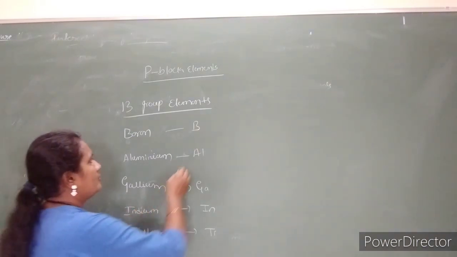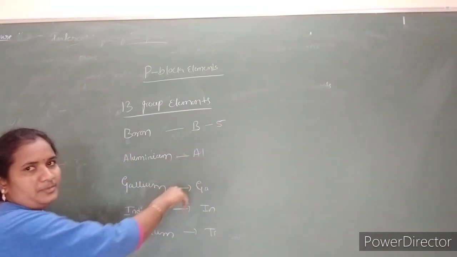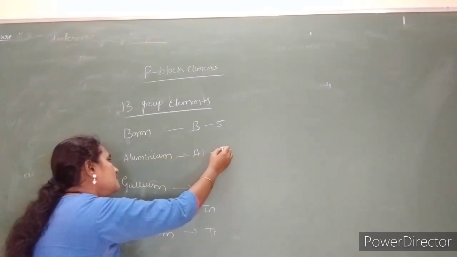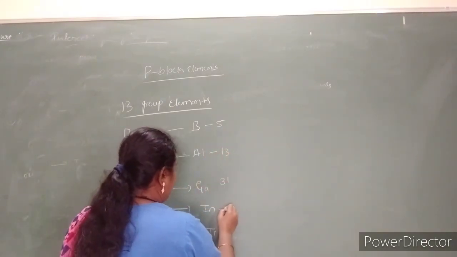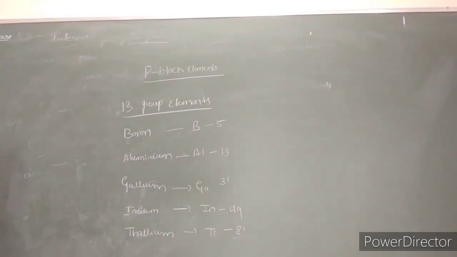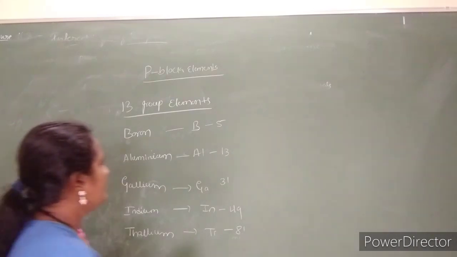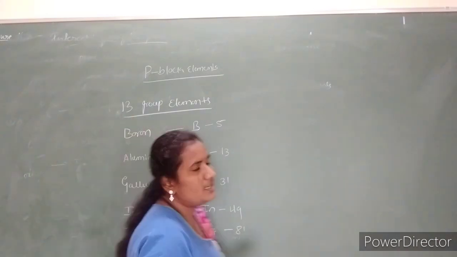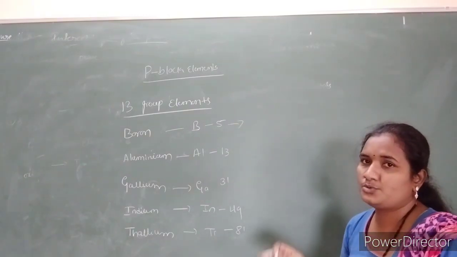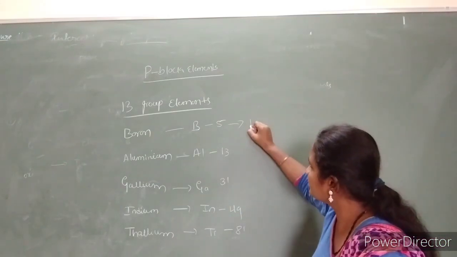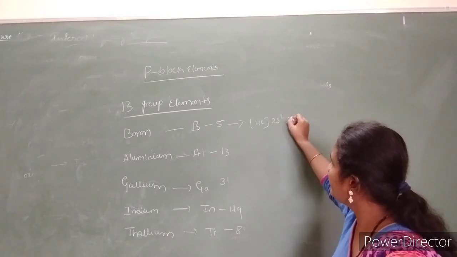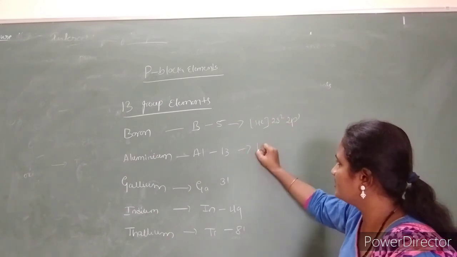So the atomic number of boron is 5. For aluminium it is 13, for gallium 31, indium 49 and thallium is 81. If you see the electronic configuration, boron has 1s2, 2s2, 2p1. So 1s2 is helium, the noble gas core, then 2s2, 2p1. And aluminium 13, so neon core, 3s2, 3p1.